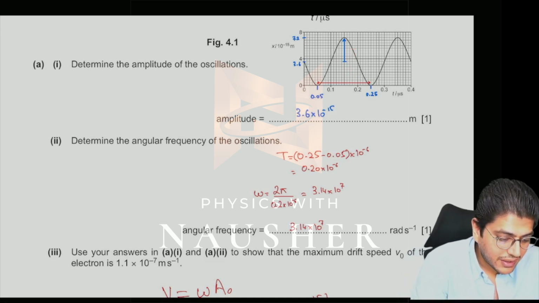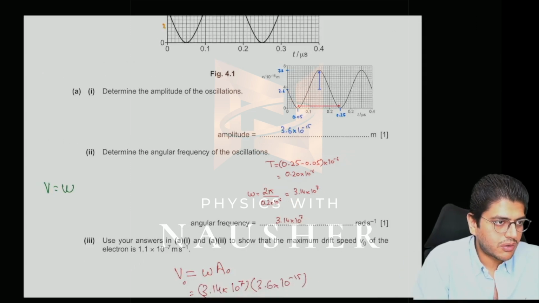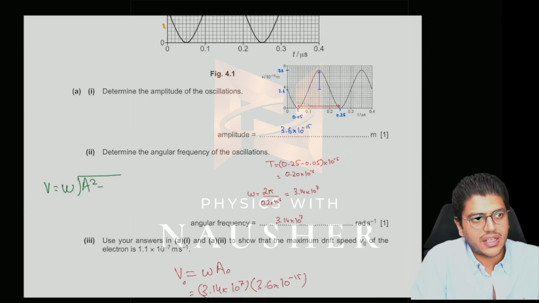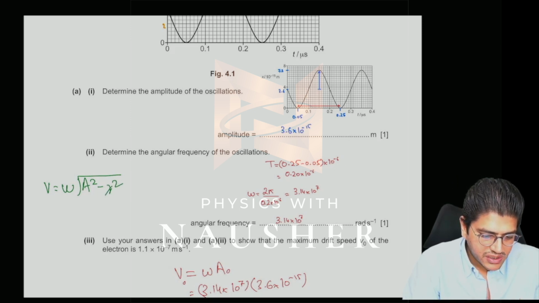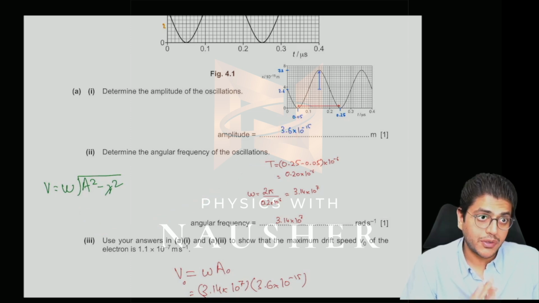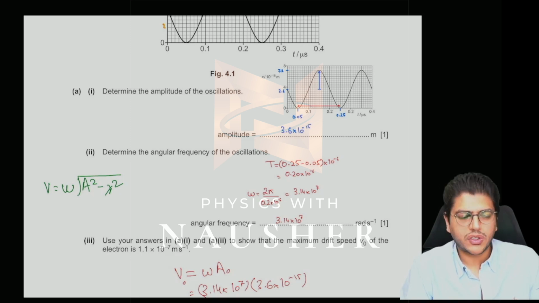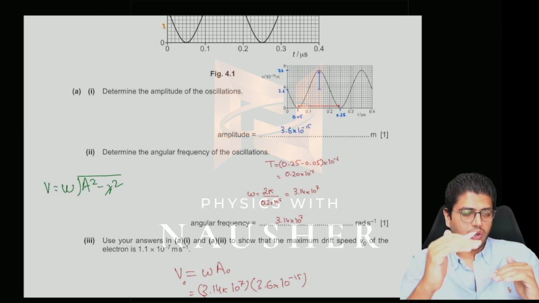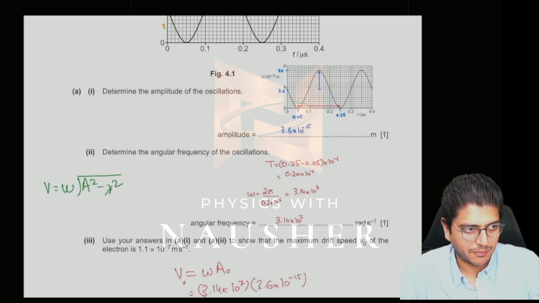Remember, in that case, the speed at any instant will be calculated by using V is equal to omega under root A square minus X square, where amplitude will remain the same, which is 3.6. Amplitude will remain the same. Your displacement will continue to change. Remember this, okay? Your displacement continues to change, your amplitude remains the same.